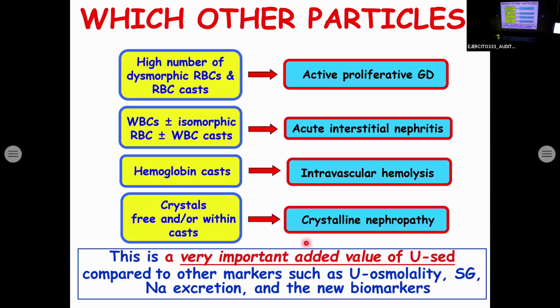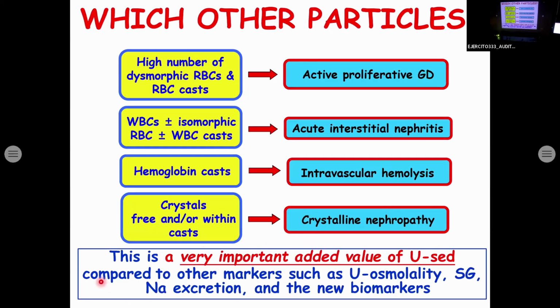We have renal tubular cells, epithelial cast, coarse granular cast, and a high number of dysmorphic red blood cells and red blood cell cast: active proliferative glomerulonephritis. We have the famous three particles, plus white blood cells, plus isomorphic red blood cells, plus white blood cell cast: acute interstitial nephritis. Hemoglobin cast: intravascular hemolysis. Crystals free and or within cast, plus renal tubular cells, etc.: crystalline nephropathy.